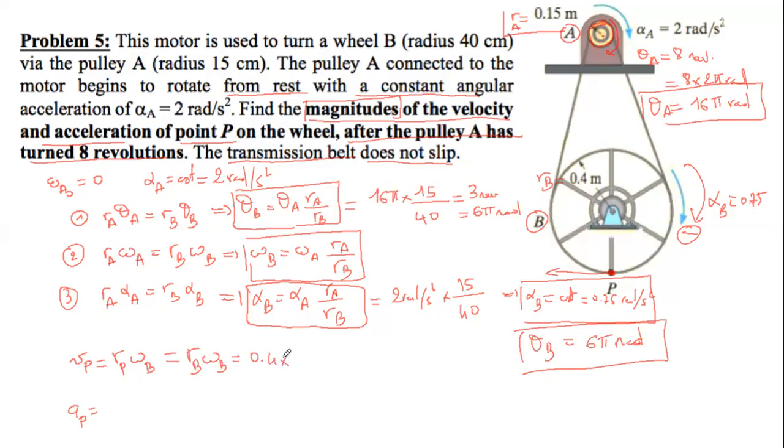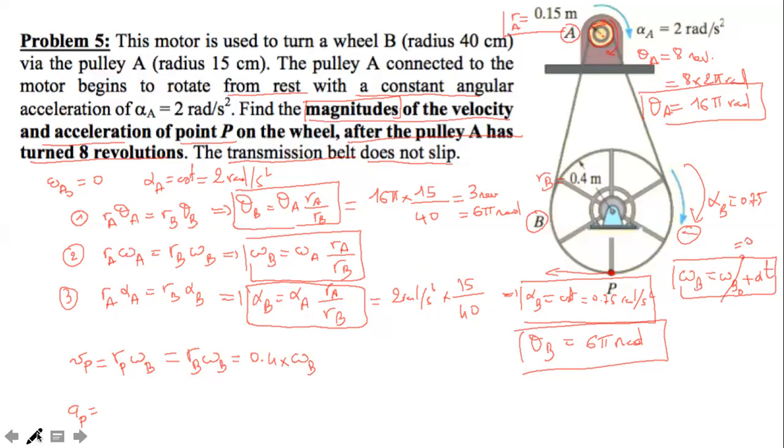Now what is omega B? After 8 revolutions, I can calculate omega B. I want omega B after 8 revolutions. How can I calculate it? Easy. We have a constant angular acceleration. So omega B will be omega B0 plus alpha B t. What is omega B0? Omega B0 is 0.